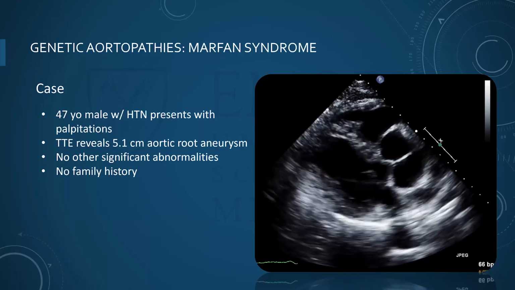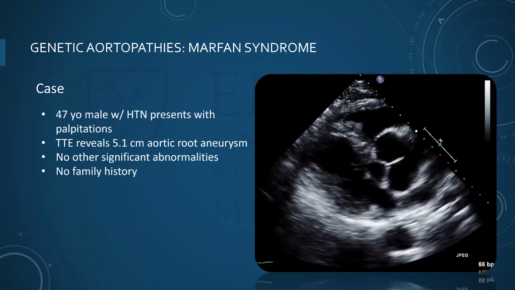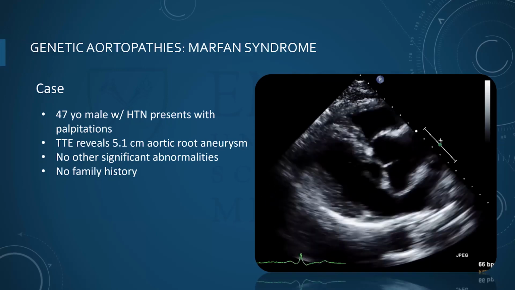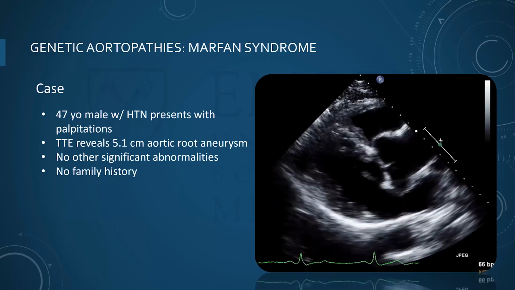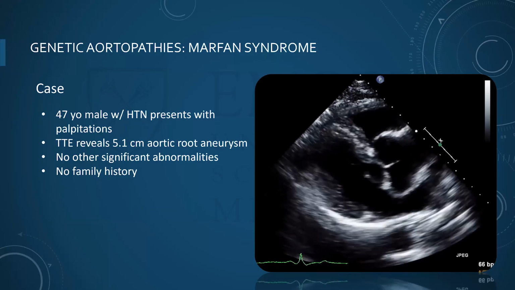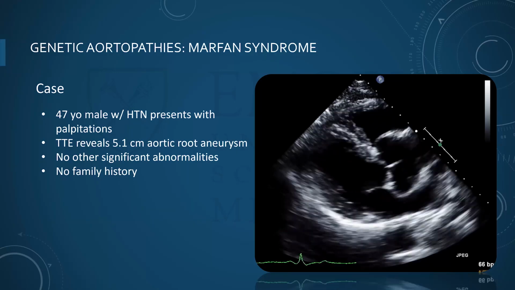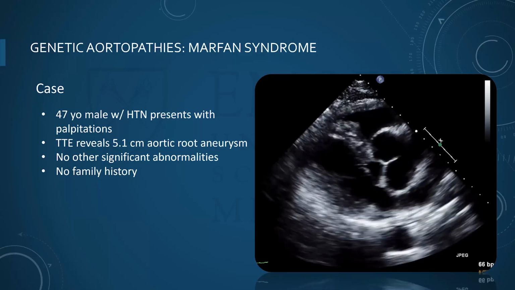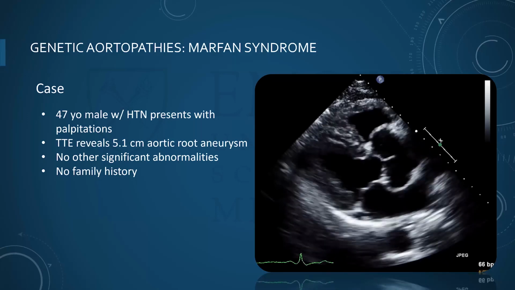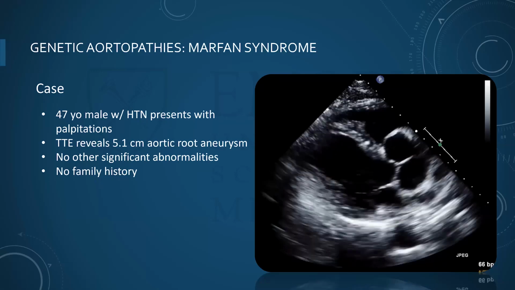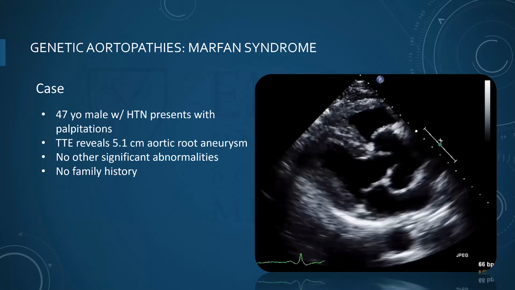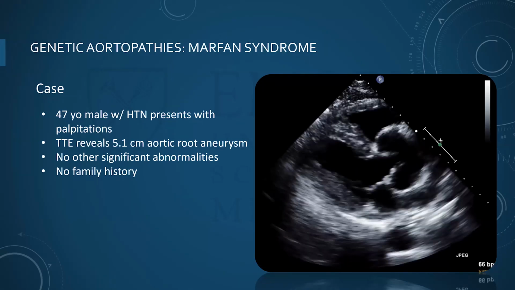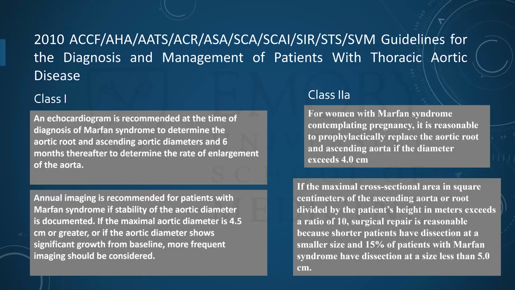I included this case specifically to highlight that 25% of Marfan's patients are thought to develop their syndrome as a consequence of sporadic mutation of the gene encoding fibrillin 1. So these are from the 2010 guidelines on how to manage Marfan's patients with thoracic aortic disease.